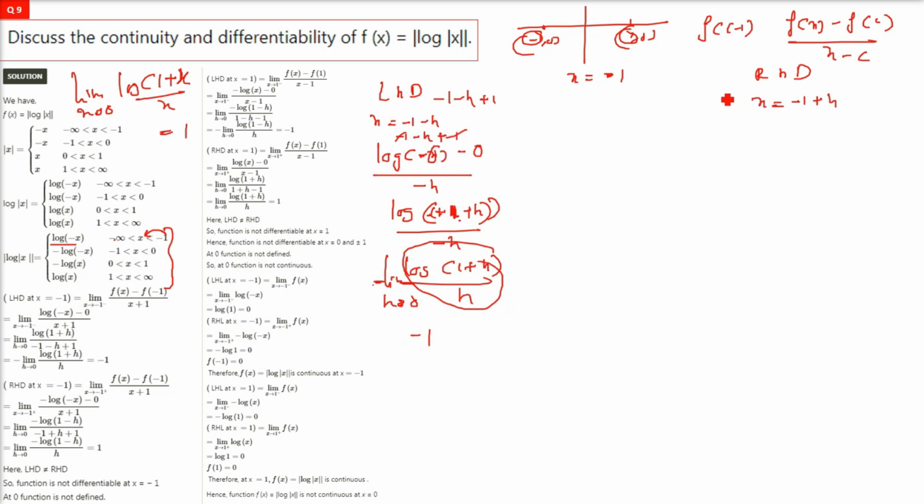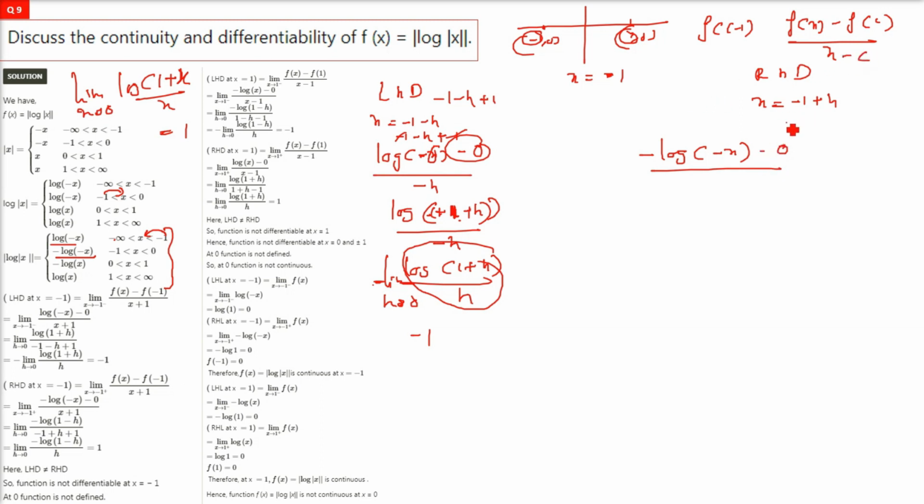What about the right hand derivative? x is equal to negative 1 plus h. Same thing we are going to do, but in place of f(x) the function will change. Why? Because you are on the right hand side of negative 1. So just see, negative 1 to 0, that is the interval. You have to use minus log of minus x. And what was f(c)? Of course, at minus x equal to minus 1, the y is going to be 0. So f(c) is 0.